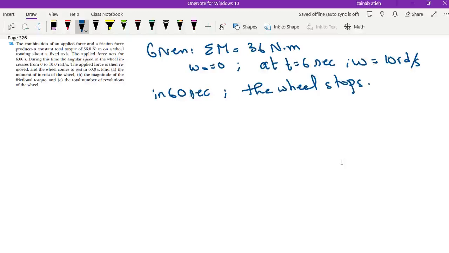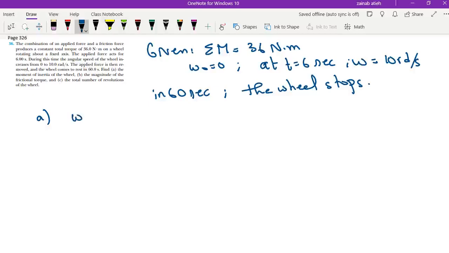Part A, find the moment of inertia of the wheel. I will make use of the given: he gave me omega 0, he gave me t, he gave me omega, which allows me to find alpha. And if I have alpha, I might think of Newton's second law of rotation, which is sum of moments equals I alpha. I've got alpha, I've got the sum of moments on the wheel, so I can find I. Okay, so let's do that and find alpha first.